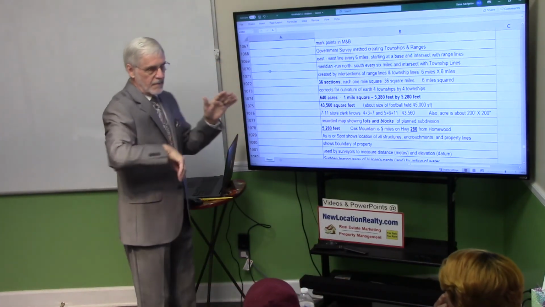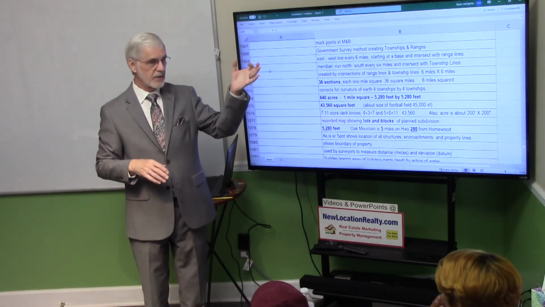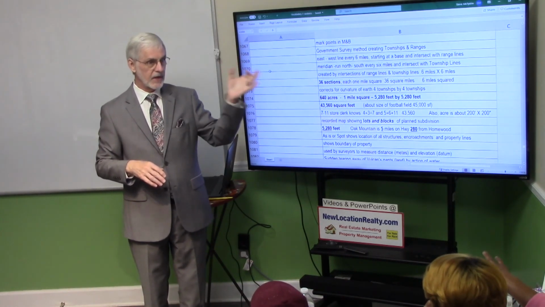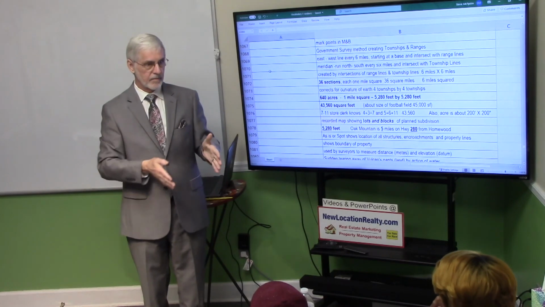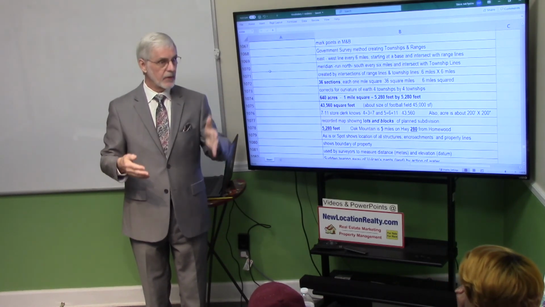That's just how you number the sections. Yeah, they're squares. You showed us a picture from the airplane. Yes, that's what they look like. Okay.